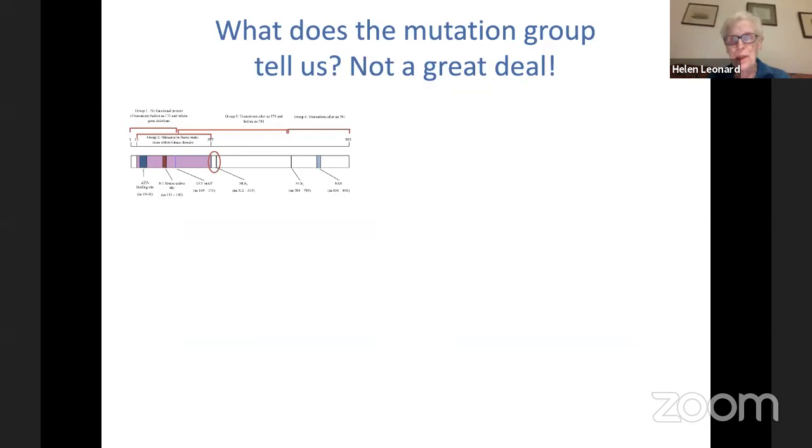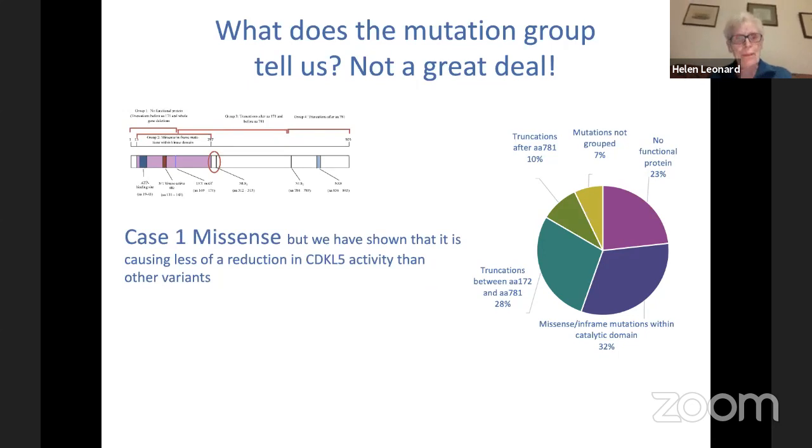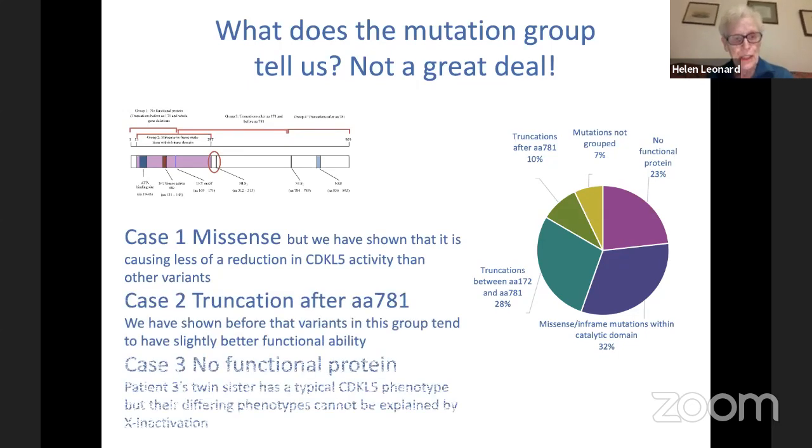So just to look at the mutations for these three examples. The first one was a missense mutation, and we have shown that it is causing less of a reduction in CDKL5 activity than other variants. And I think this is quite important. The second one has a truncation after AA781.